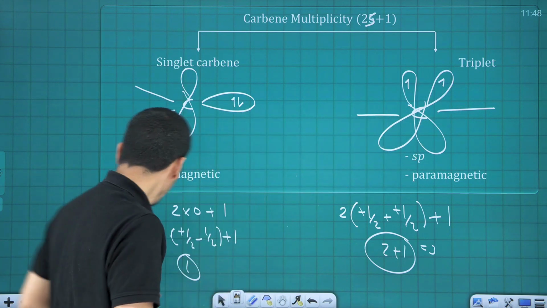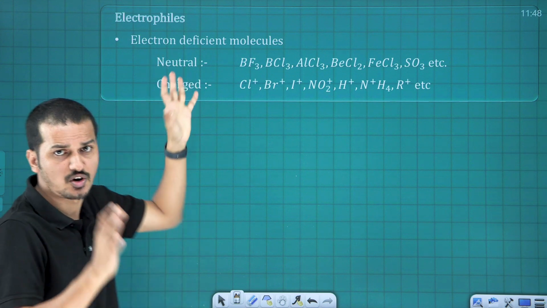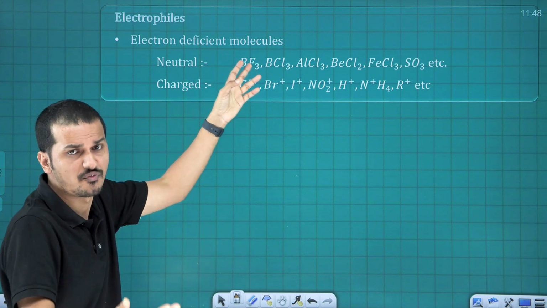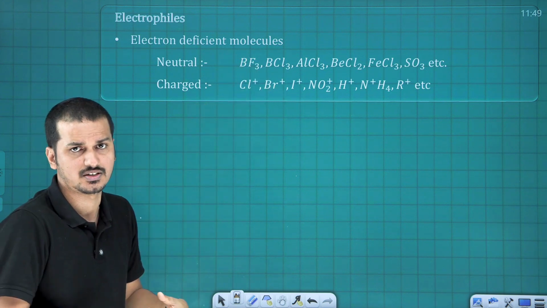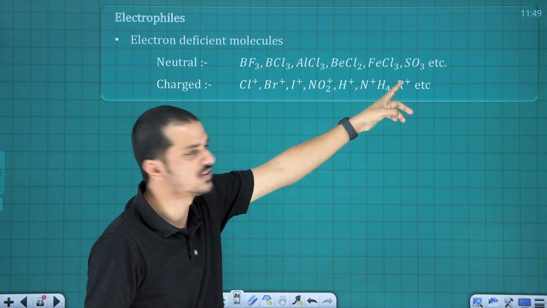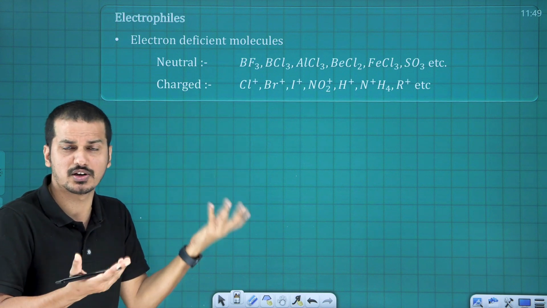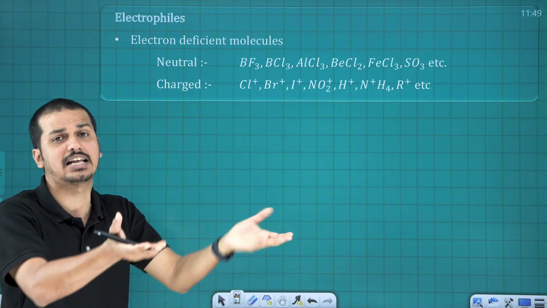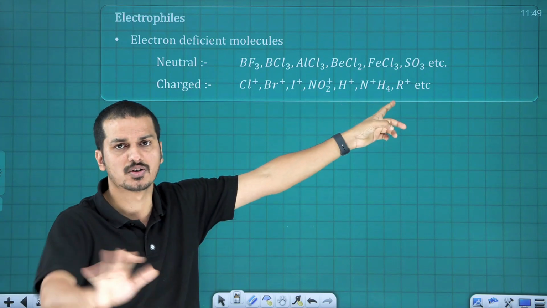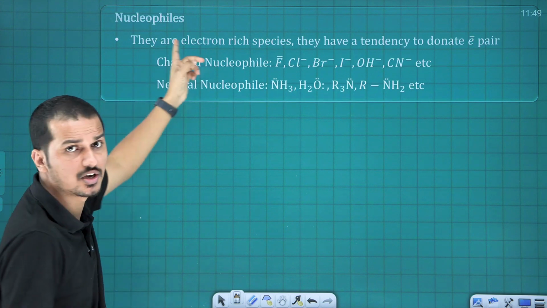Idea clear? Next again, once we are looking at electrophiles. Electrophiles are electron deficient species. These ideas we already learned, anyhow we are telling again: electron deficient molecules have a high tendency to gain electrons. So neutral molecules like BF3, BCl3, AlCl3, BeCl2, FeCl3, SO3, etc. are electrophiles. They will also be called what? Lewis acids. They have a tendency to gain electrons. Or else charged ones: all positively charged ions can act as electrophiles. Clear?